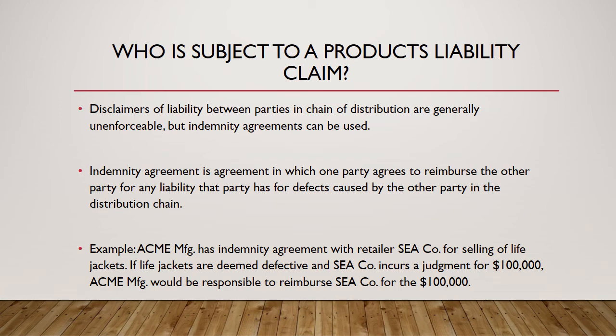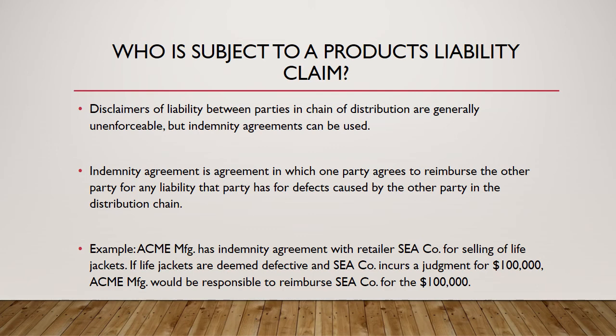An indemnity agreement is an agreement in which one party agrees to reimburse the other party for liability that the party may incur for defects caused by the other party in the distribution chain. So the manufacturer is telling the wholesaler or the distributor, I'll protect you, I'll indemnify you against any claims you have for a defective or unreasonably dangerous product.